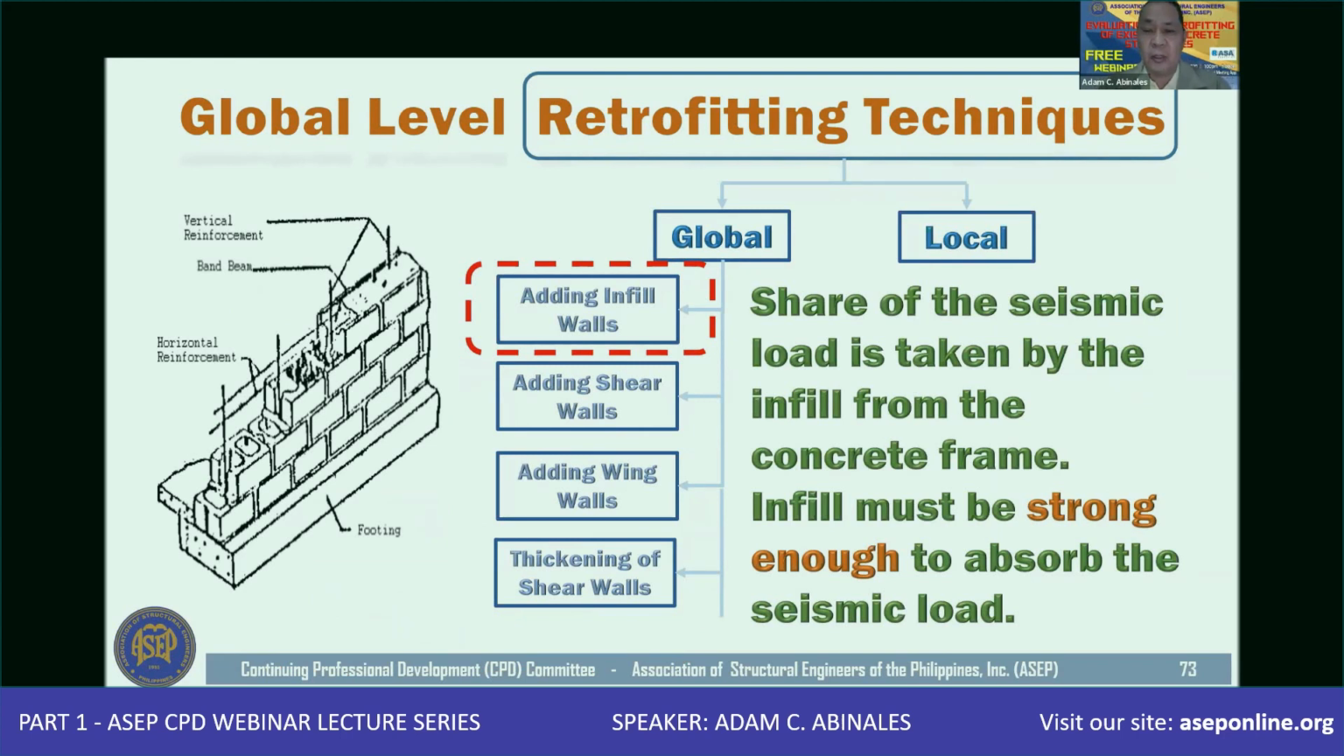Adding infill walls. The share of the seismic load is taken by the infill from the concrete frame. If this infill wall is so connected to the frame that it will affect the behavior of the frame, then make sure that you have a very strong, good connection, because the infill must be strong enough to absorb the seismic load.